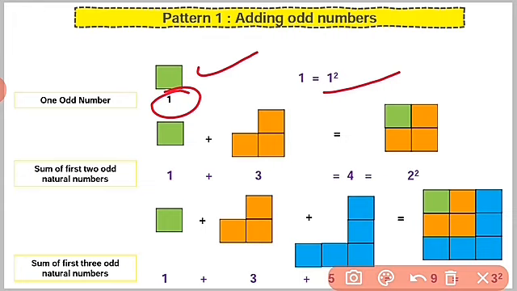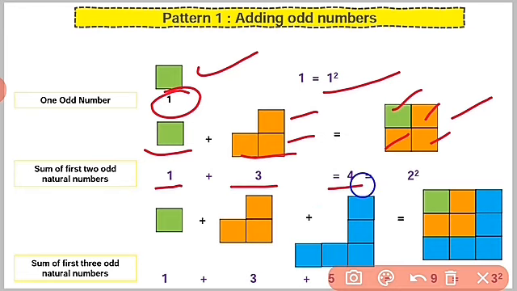Now let us take 4 boxes, 1 and 3 boxes over here. When I combine them, I get a square. And in a square there are total 4 boxes. So in number, when we represent it, we get 1 plus 3 is equal to 4, and 4 can be written as 2 squared.